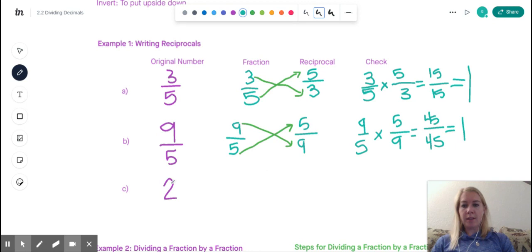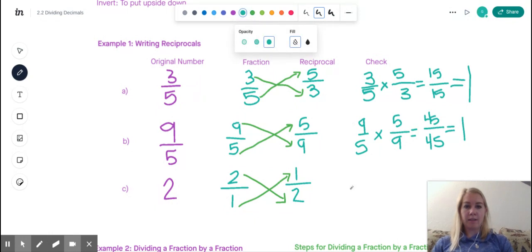Okay, last one here. Our number is 2. So to make 2 into a fraction, here's what you do. If you ever want to make a whole number into a fraction, you make the whole number the numerator, and 1 is the denominator. Again, if you want to make a whole number a fraction, you put the whole number as the numerator, and 1 as the denominator. Now let's write the reciprocal. So 1 is now the numerator, and 2 is now the denominator. So as you can see, I flipped it around. I wrote the inverse.